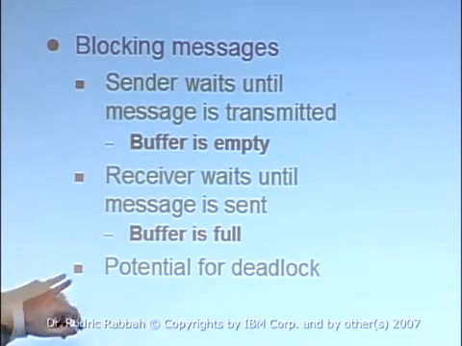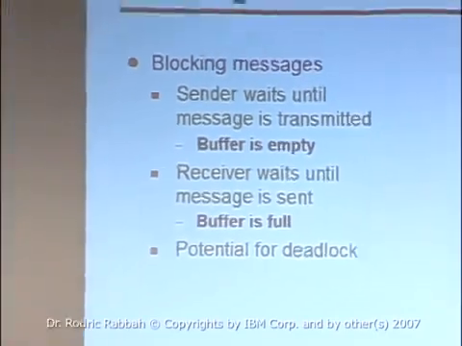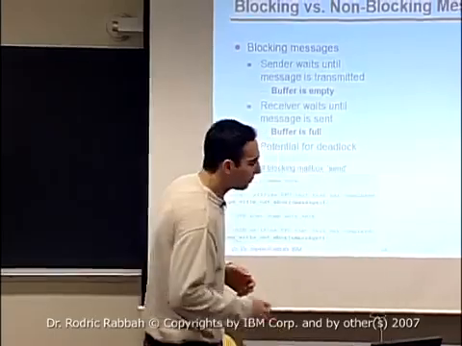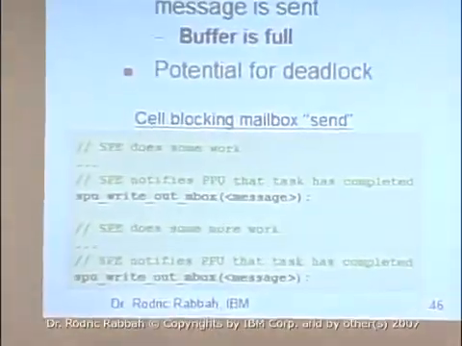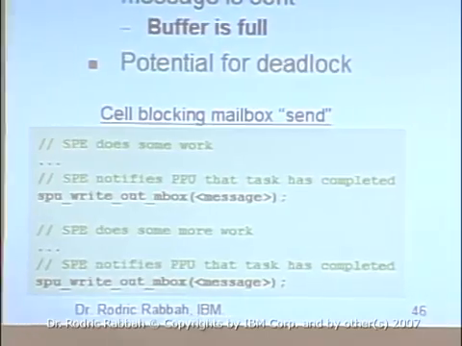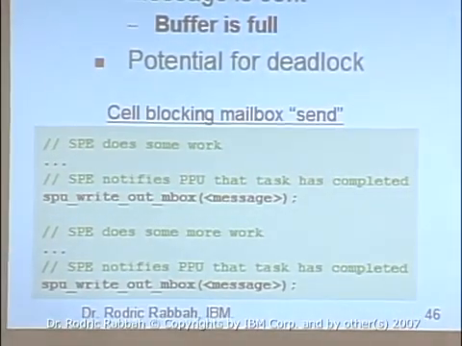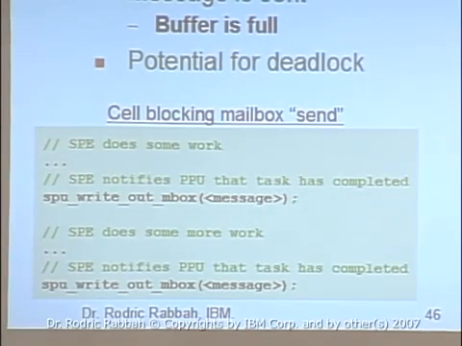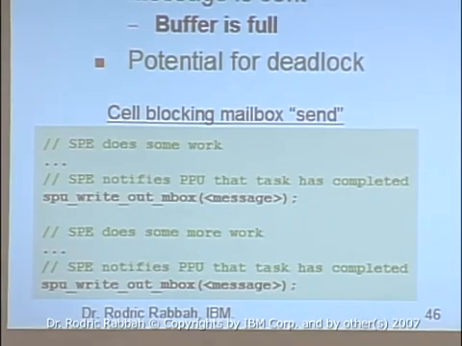And you can get into potential deadlock situations. So you saw deadlock with locks in the concurrency talk. I'm going to show you a different kind of deadlock example. An example of a blocking send on Cell is that you can use mailboxes. Mailboxes, again, are just for communicating short messages, really, not necessarily for communicating data messages.